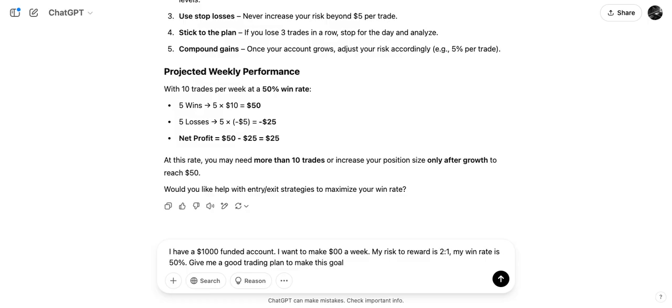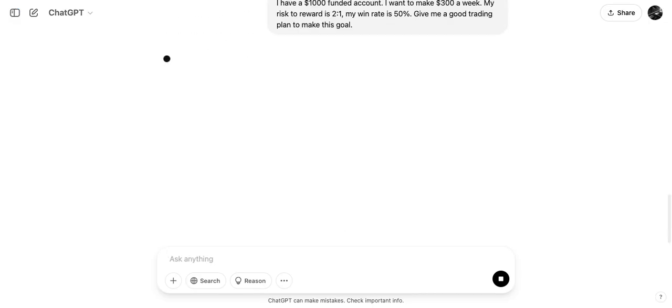And instead of $200 a week, let's say we want to make $300 a week, which works out to about, what is that, 1,200 bucks a month? 3, 6, 9, 12, yeah. So this right here, you want to make an extra 1,200 bucks a month off of this $10,000 funded account. Let's see what we have to do here.